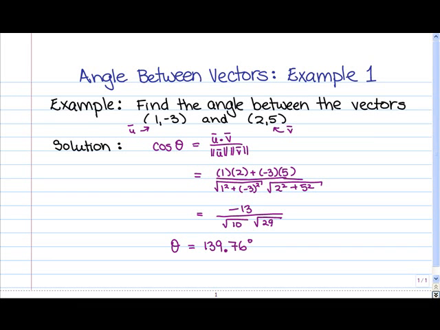So overall then, what this means is that the angle between these two vectors is approximately 140 degrees. If we wanted to check if that makes sense, what we could do just really quickly is sketch the two vectors just to get a sense of what this looks like. So the first vector has an x component of 1, y component of -3, so it looks something like this. And the second vector has an x component of 2 and a y component of 5. So it looks something like this. So yes, it does seem plausible that the angle between these two vectors is approximately 140 degrees.